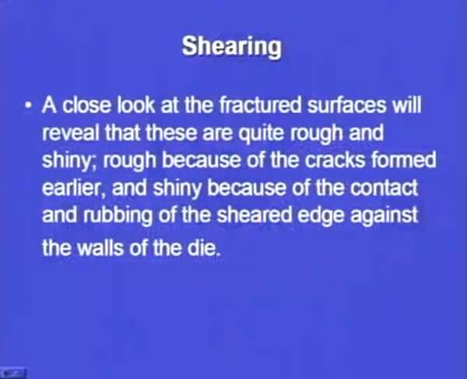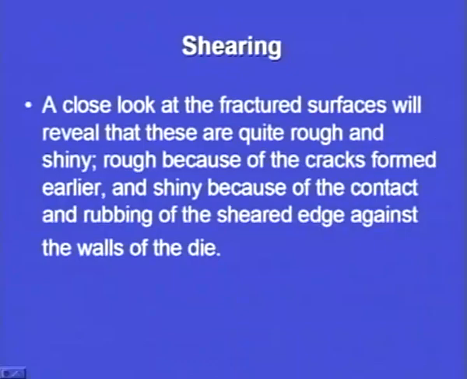When we have a close look at the fractured surfaces, this will reveal that these are quite rough and shiny. So, why are these rough and shiny? Rough because the cracks formed earlier, and shiny because of the contact and rubbing of the sheared edge against the walls of the die. So, they are rough as well as shiny.